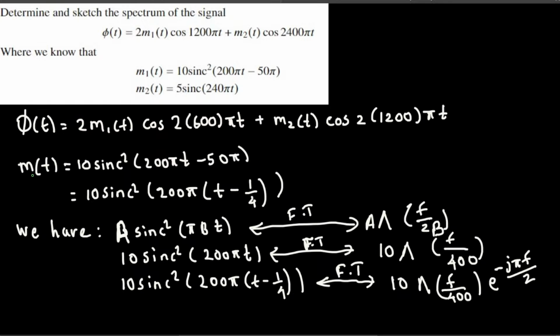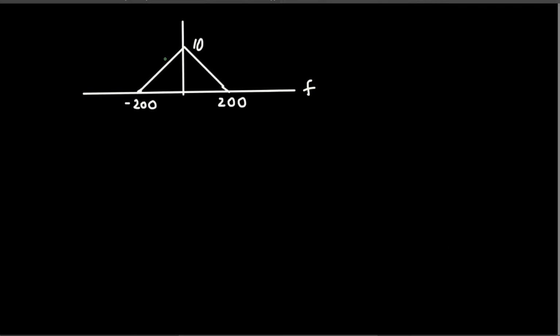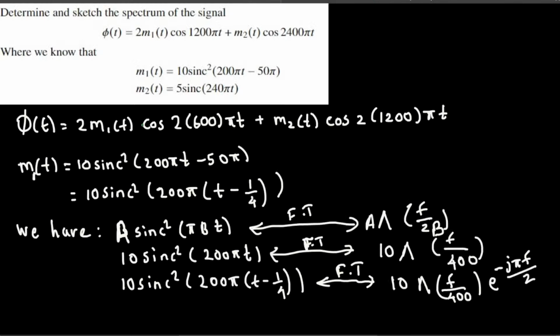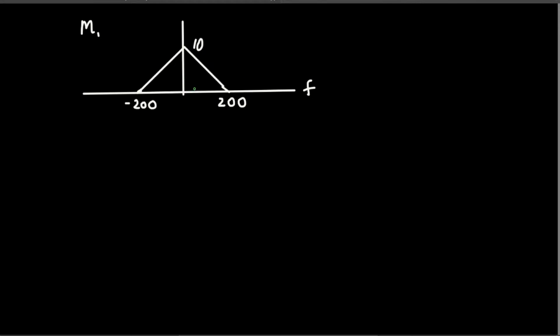We already know that because this is m1 of t, and m1 is located at the center of 600. When we draw, you will understand better.